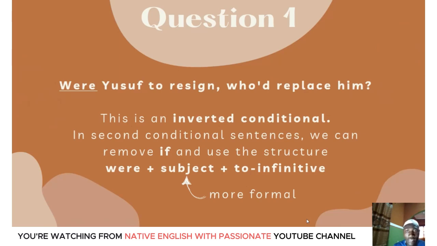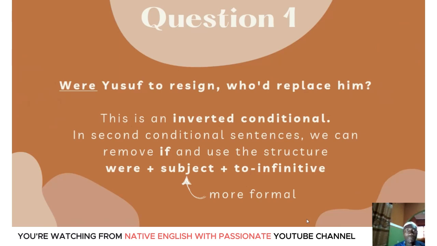In second conditional sentences, we can remove if and use the structure were plus subject plus to infinitive. So, when we talk of conditionals, we have 4 types: the zero conditional, the first conditional, the second conditional, and the third conditional. Though we may have a combination of both as well in a sentence. Let me give you an example of each one of them.